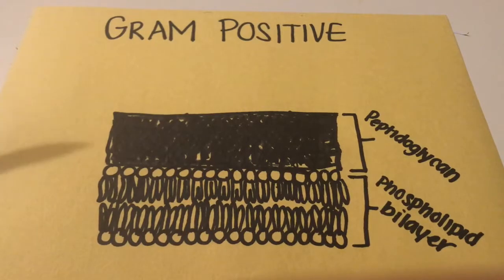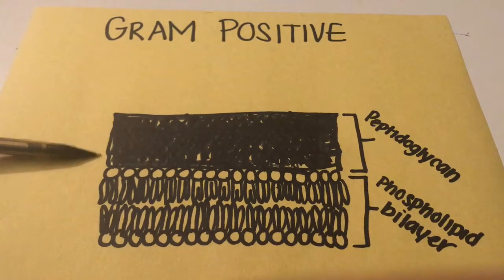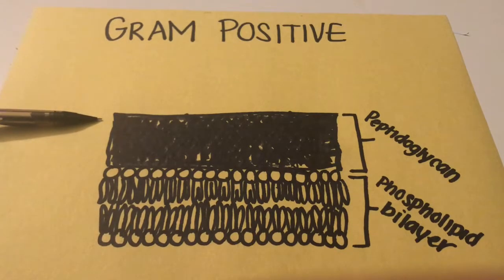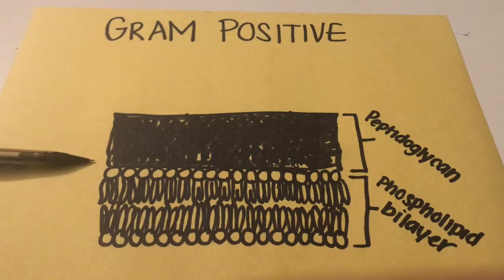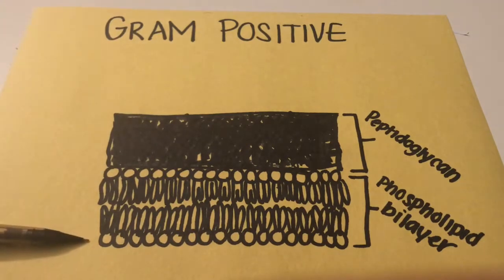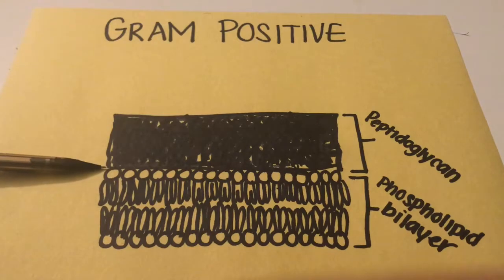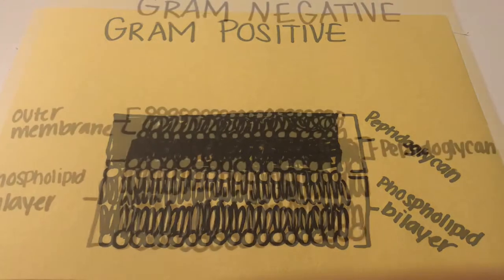Gram-positive bacteria are categorized by a thick layer of peptidoglycan. Most cells with a cell wall, like plant cells, have a cell wall made of cellulose, but bacterial cells have a cell wall made of peptidoglycan. Gram-positive cells are simple cells. They have a plasma membrane and this layer of peptidoglycan, so they require different antibiotics than gram-negative cells.